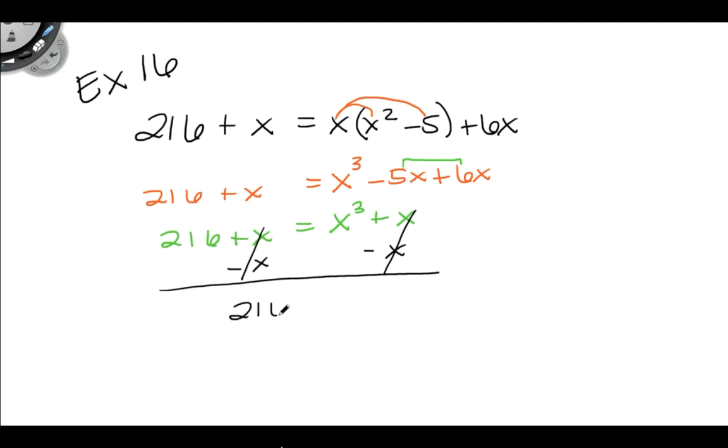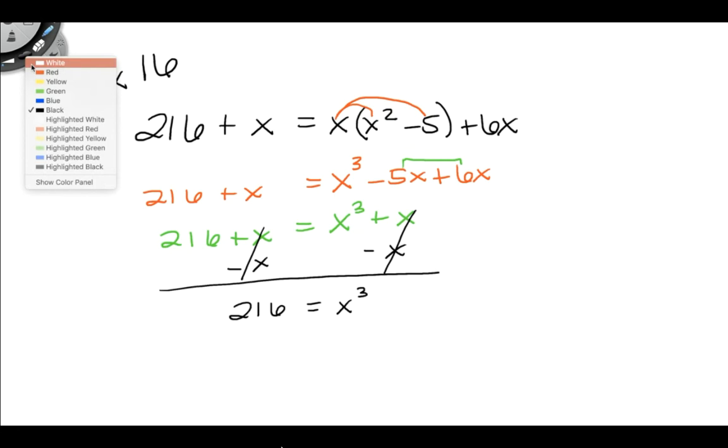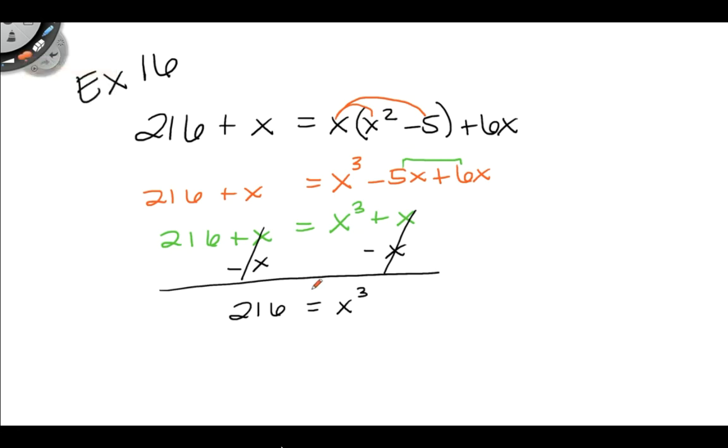And I have 216 equals x cubed. Finally have my x by itself. So now let's finish this off. I'm going to take the cube root of both. Those cancel, leaving me with x. And the cube root of 216 is 6. And that is your final answer.